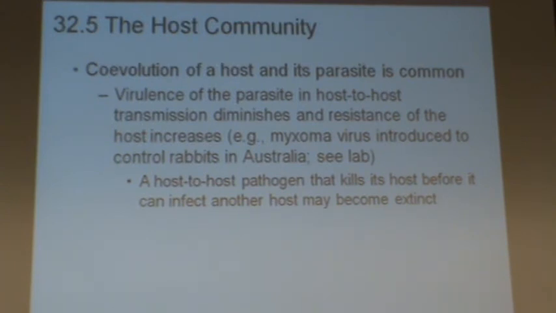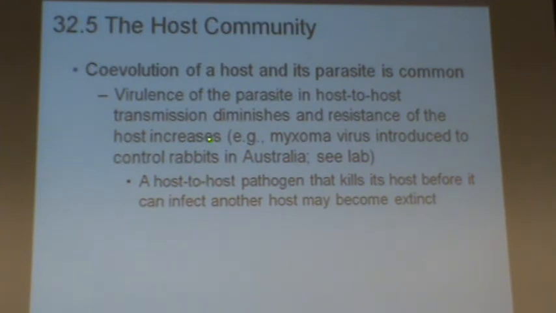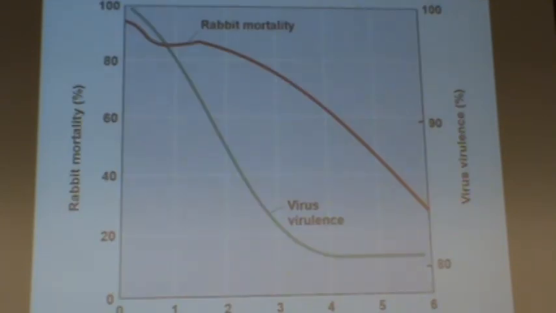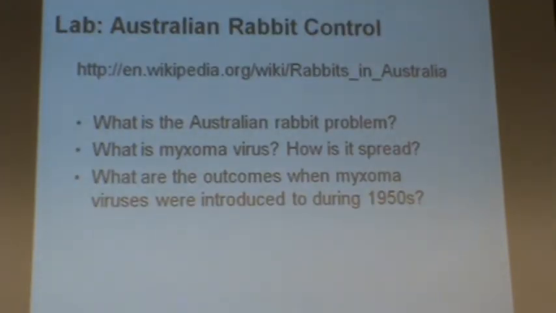But over time, if the host and parasite reach equilibrium, it's almost always the case that the pathogen will have low virulence, and the mortality in the host will also go down, which is basically what happened in the Australian rabbit case. So I'll probably let you read the Australian rabbit case, then go back to that picture. There's also a Wikipedia entry on it, and that's basically the address of it.